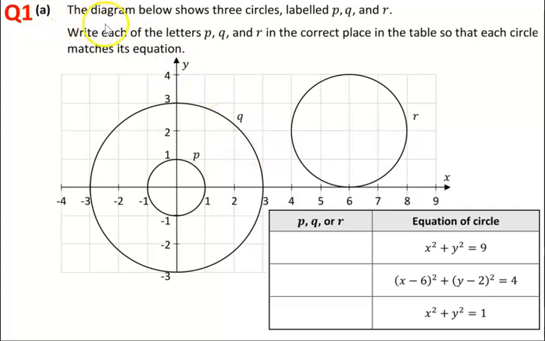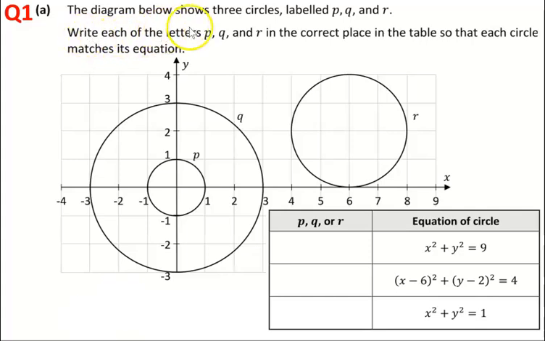Question 1a. The diagram below shows three circles labelled P, Q and R. So this circle here, this small one, is circle P. The one outside of it, the larger one, is circle Q. And then the one over to the right is circle R.